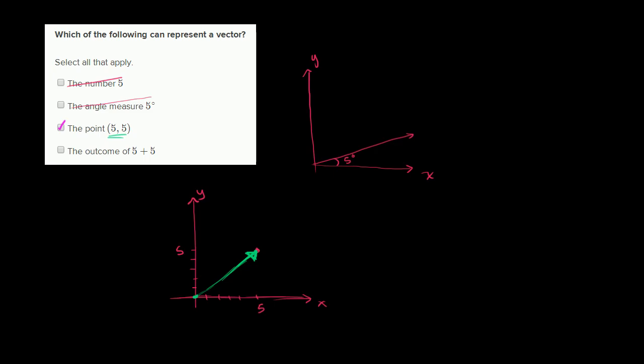The outcome of 5 plus 5. Well, obviously that's just 10. That's just a number. And for the same reason as this first choice, if I just have a number, that could be a magnitude, but we don't have a direction as well. So this could not represent, and that one could not represent, a vector.